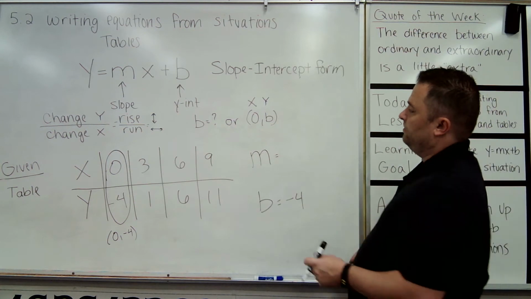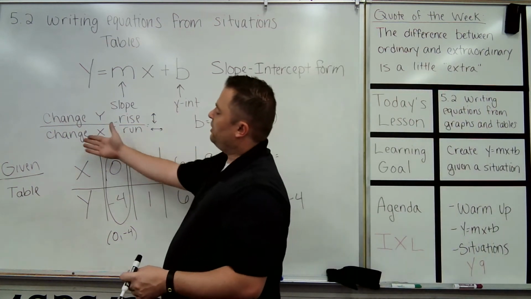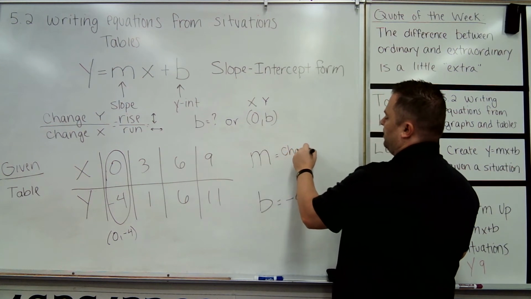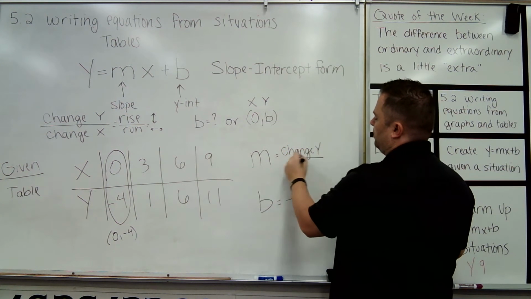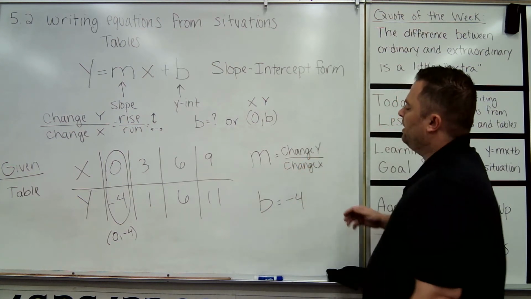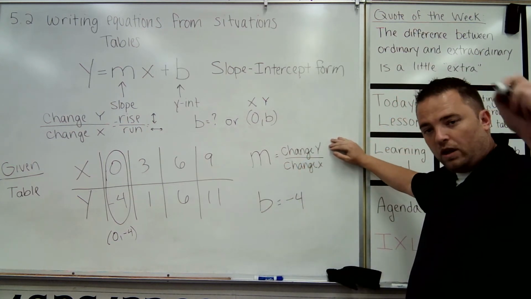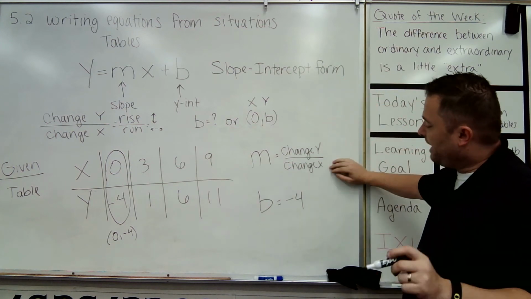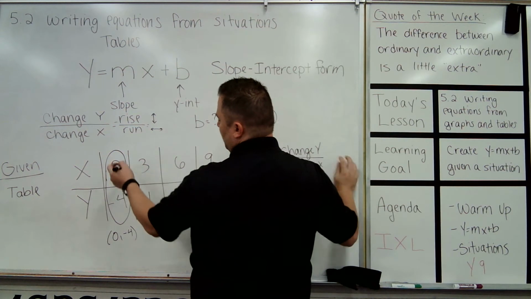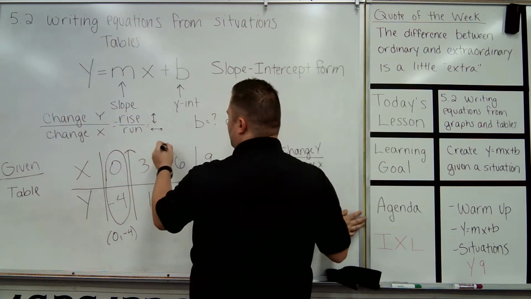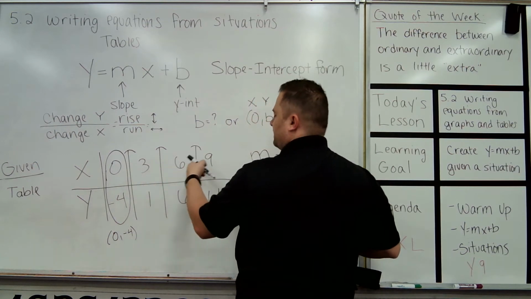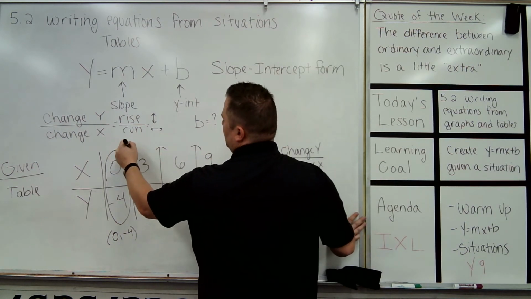My m, I have to understand that this is the change in y over the change in x. How are my y's changing to get from one number to the next? How are my x's changing to get from one number to the next? Well, let's study the x's first. To get from 0 to 3, from 3 to 6, from 6 to 9, each time I'm adding 3.